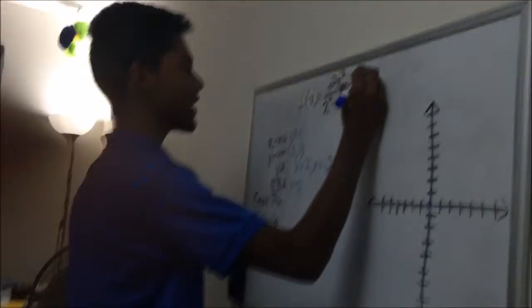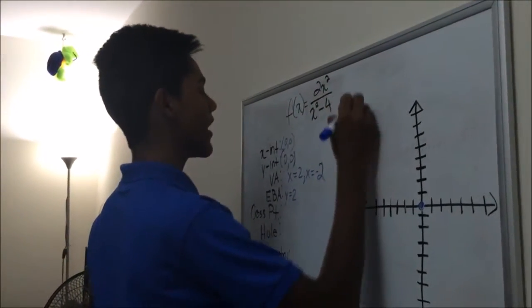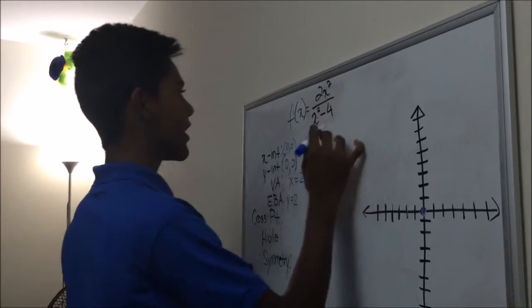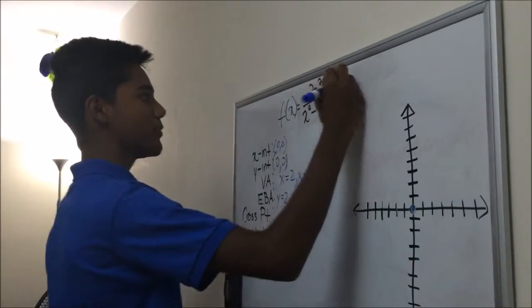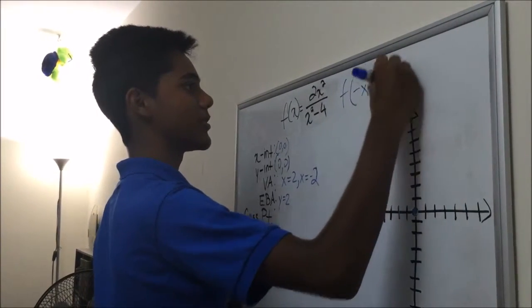Now, can someone tell me the symmetry of this function? Oh, let me try. If I replace the x's in this equation with negative x, then I still get f of x. Because if you raise a negative number to an even exponent, then I get a positive number, which means that this equation has y-axis symmetry.